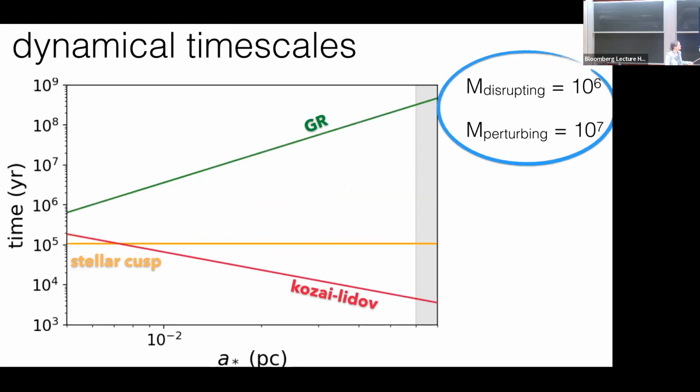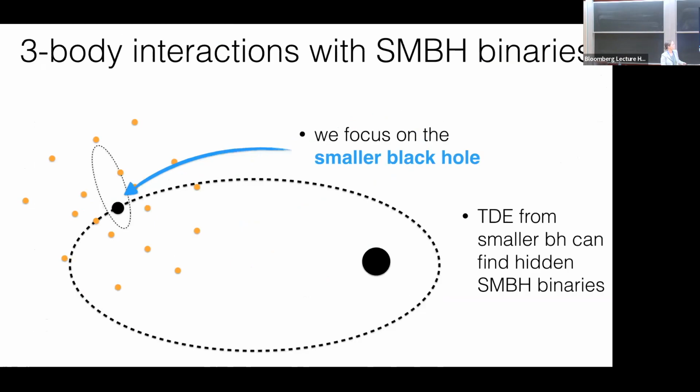However, if you instead look at the smaller black hole, these timescales look a lot better. The quasi-Lidov-Kozai timescale is much shorter than the GR timescale, and it's also comparable to or shorter than the cusp timescale, such that we don't think it would be wiping out these eccentricity buildups so much. And so in a recent couple of papers that we're about to put out, we focus on the smaller black hole, which is particularly interesting for us because we think that TDEs from the smaller black hole can potentially help us find hidden supermassive black hole binaries.